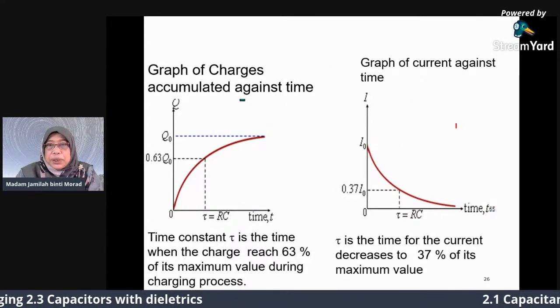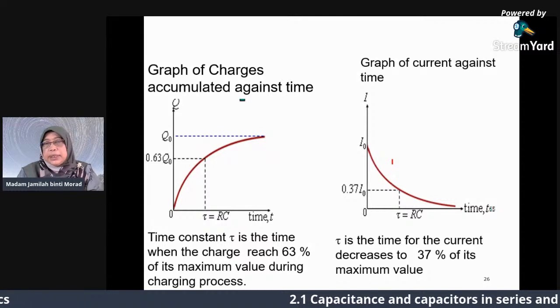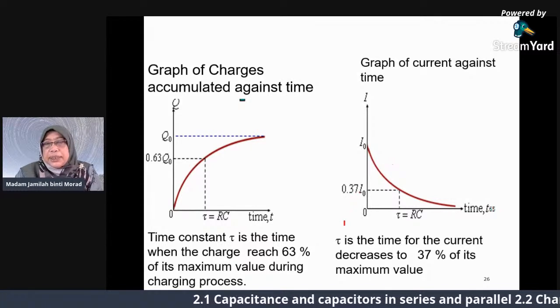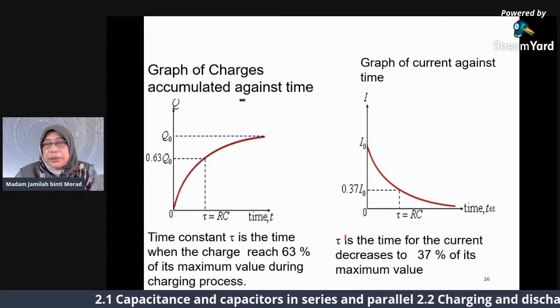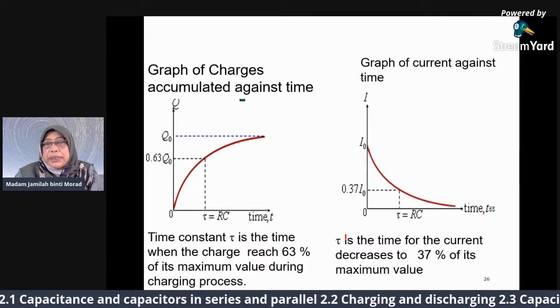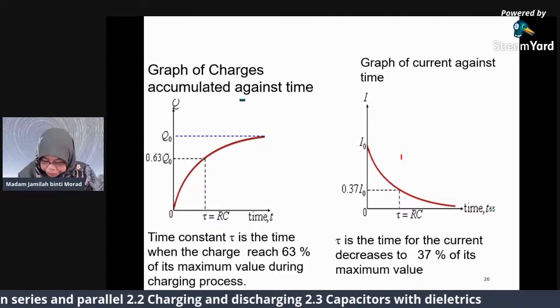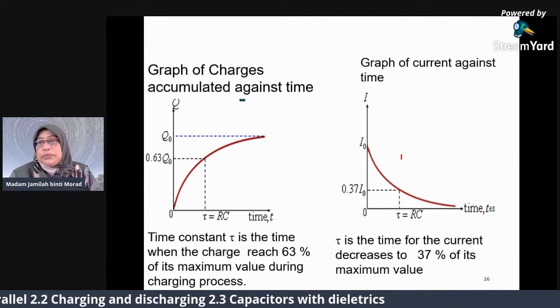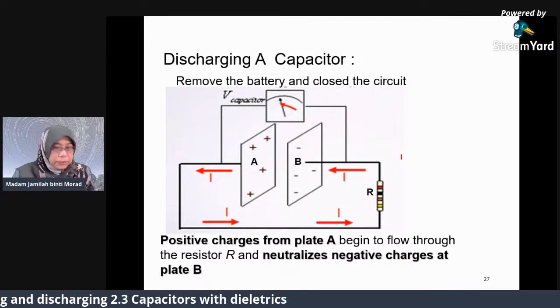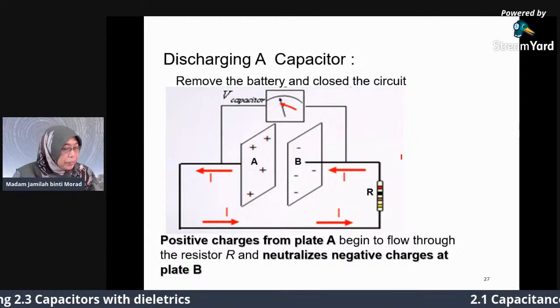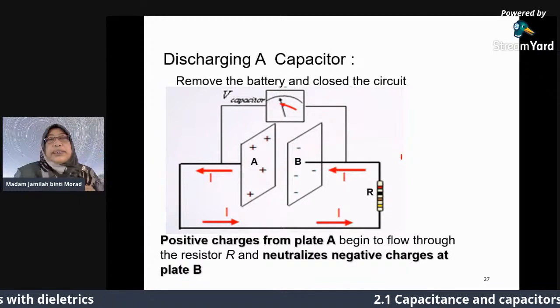The first graph is Q against t, and the second graph is I against t. You need to know how to sketch these two graphs during the charging process. And let's say you have the graph, you should be able to determine the time constant tau from the given graph. Just now was the charging process.